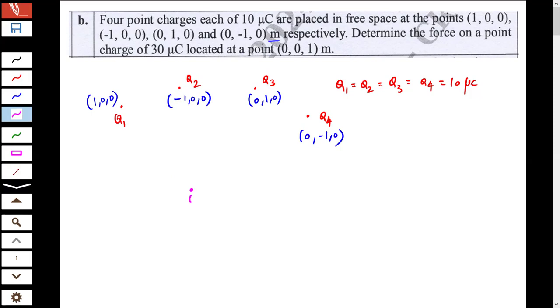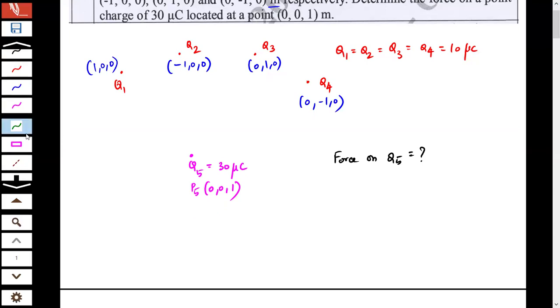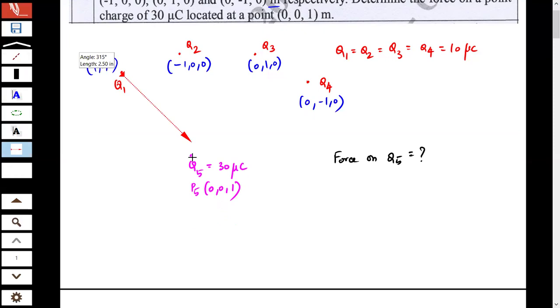Then another charge of 30 microcoulomb is located at the point. I will consider this as charge 5, Q5. So this charge Q5 is located at point P5 with coordinates 0, 0, 1. So we should find the force on charge Q5. This is what is asked. So let us start with getting the vectors from Q1 to Q5, then Q2 to Q5, then Q3 to Q5, and Q4 to Q5.